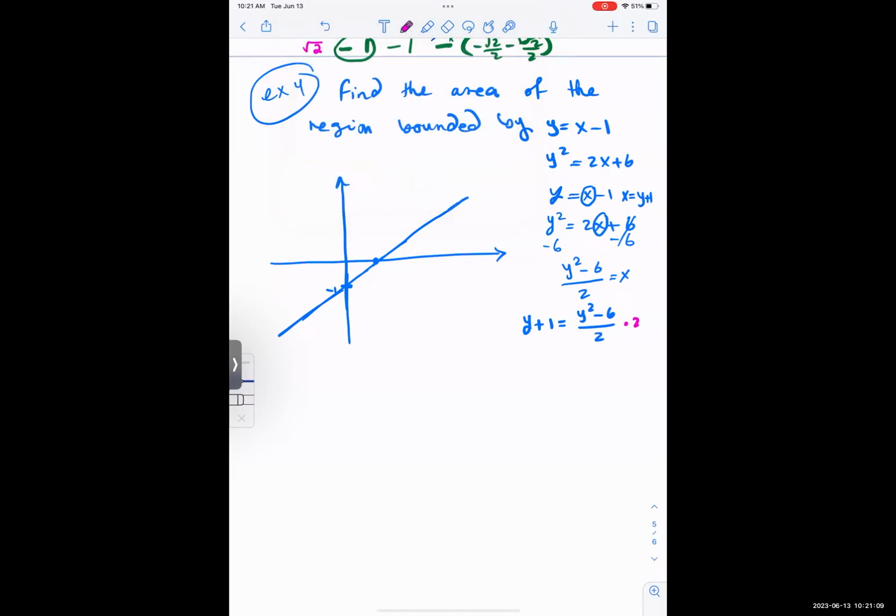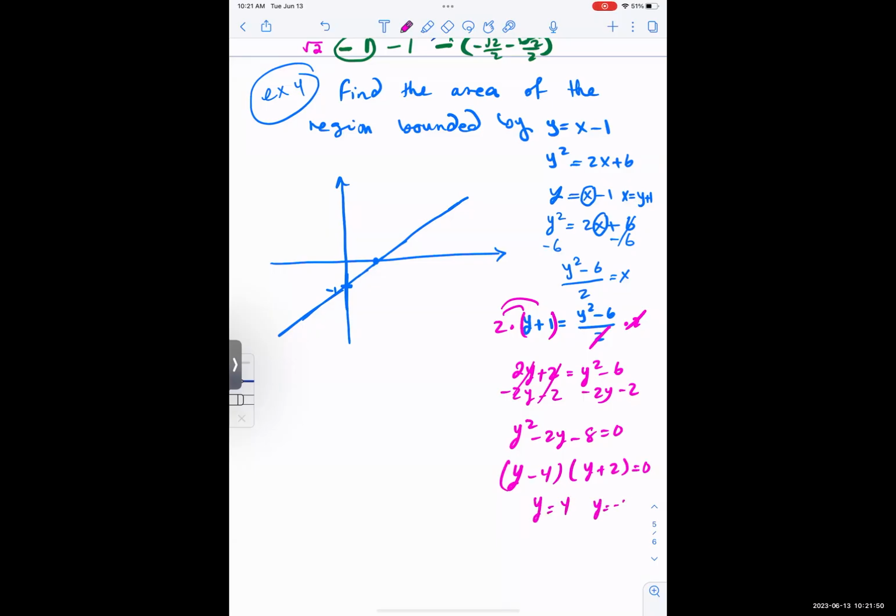So I put them equal to each other again to find the intersection. That cancels, so 2y plus 2 equals y squared minus 6. Take everything to one side and put it equal to 0. So y squared minus 2y minus 8 is equal to 0. Factor it: y minus 4, y plus 2 equal to 0. So y is 4 or y is negative 2.